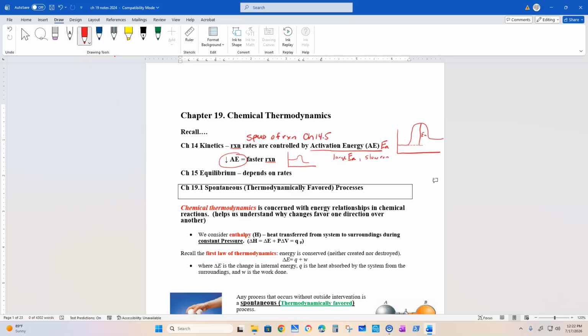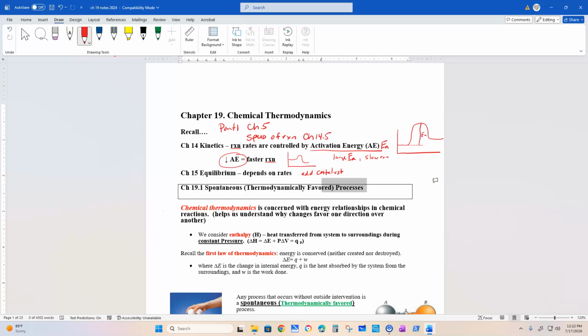And then with Chapter 15, equilibrium, it depends on how fast a reaction goes. This is when you can add a catalyst to make the reaction faster. We talked about intermediates, stuff like that. So we have a lot of knowledge. Like I said, part 1 of thermal was Chapter 5. We're going to get into some of that review right here, but we need to get going.